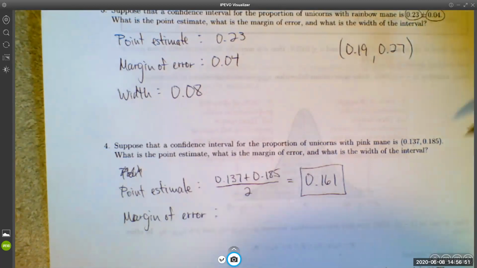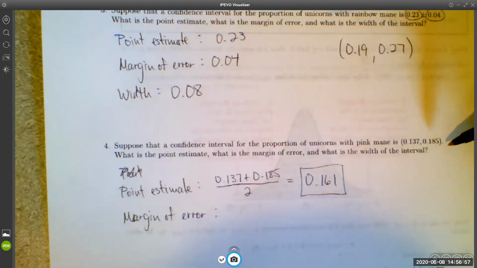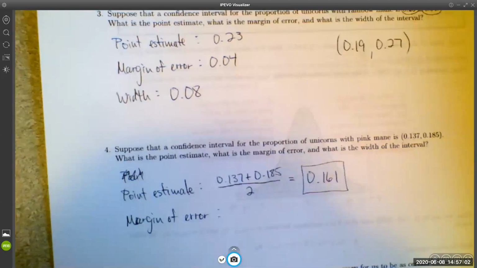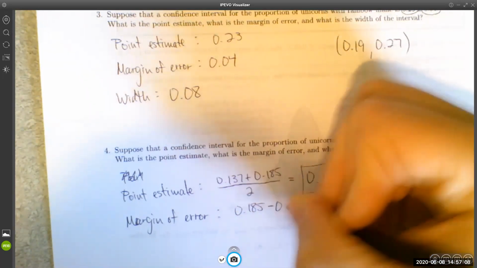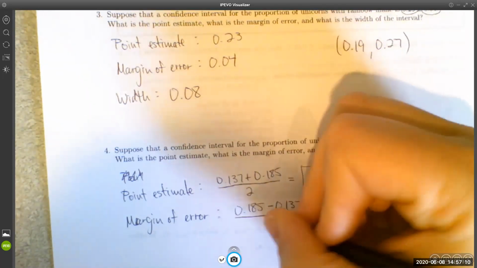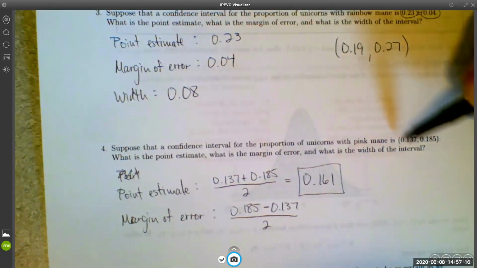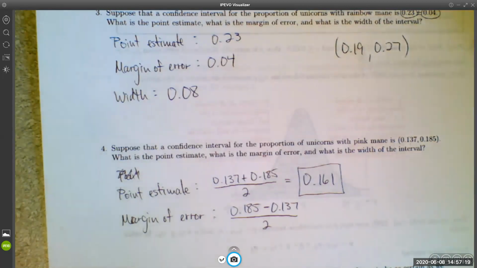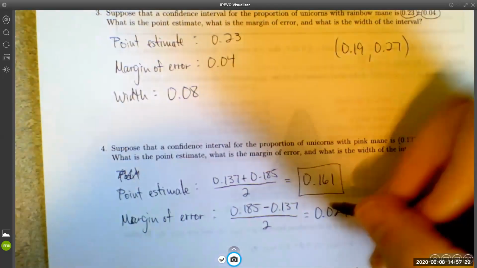Another way you could do it is you could say the margin of error is going to be the width of the interval divided by 2. So it's 0.185 minus 0.137 divided by 2. Doing 0.185 minus 0.137 gives you the width of the interval. The margin of error is going to be half of that. So that's 0.024. There's the margin of error.